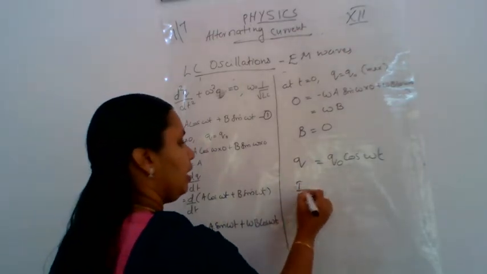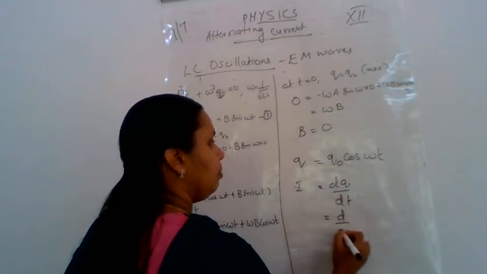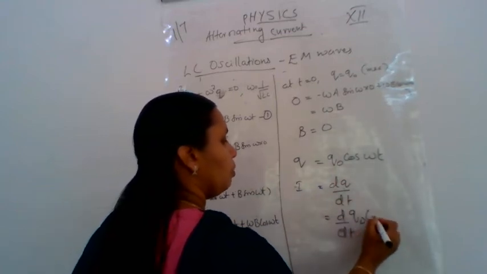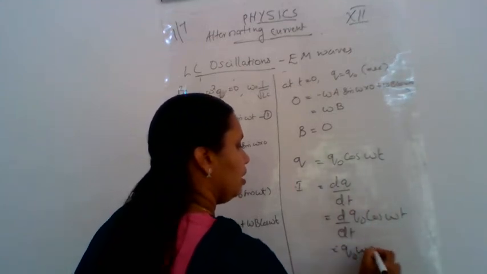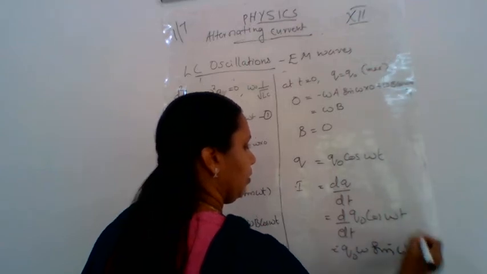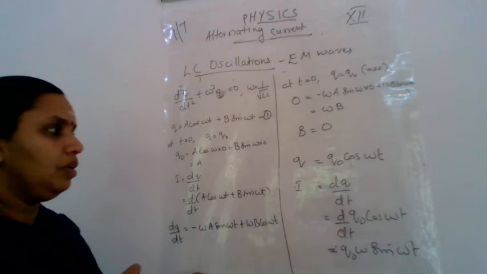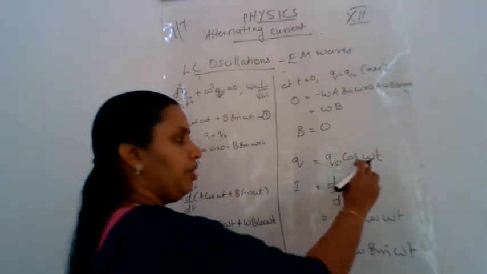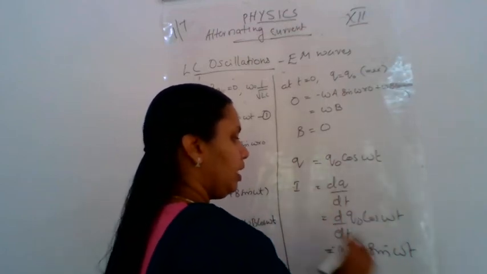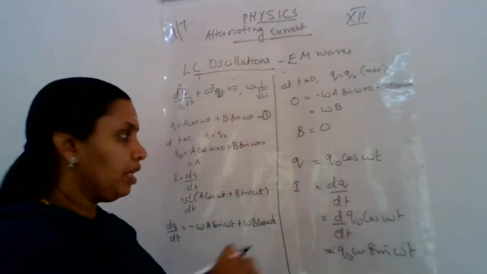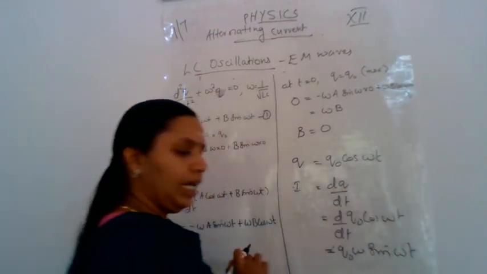And what is I? I is equal to dq by dt. So what is it? d by dt of q0 cos omega t, that is minus q0 omega sin omega t. Okay, so substituting the value of t here. Charge is in terms of cosine and current is in terms of sine. One is the electrical energy, and this is the magnetic energy.